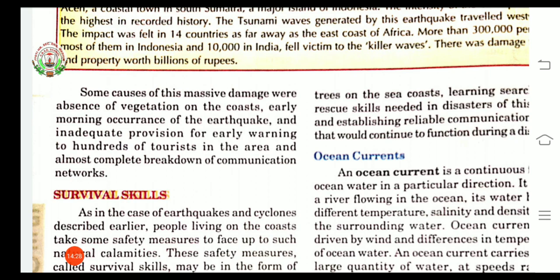Fifth is establishing reliable communication. Reliable means that in which one can rely or trust. So it is very necessary to establish reliable communication links that will continue to function during a disaster. Why has it been said to establish reliable communication? Because if the communication is not correct, people will not trust it, and there will not be any use of that kind of communication. That communication should be true and fair.